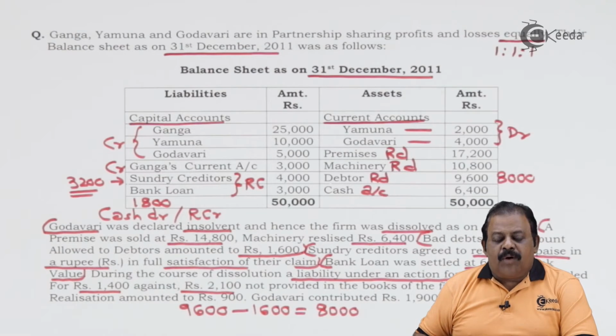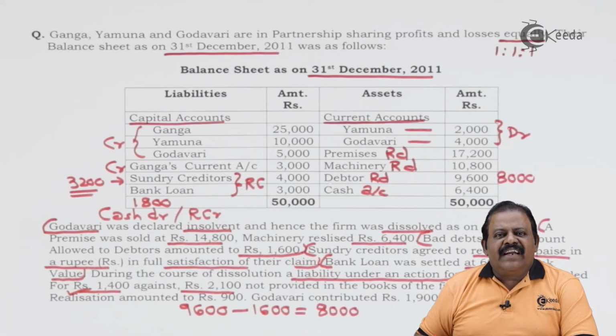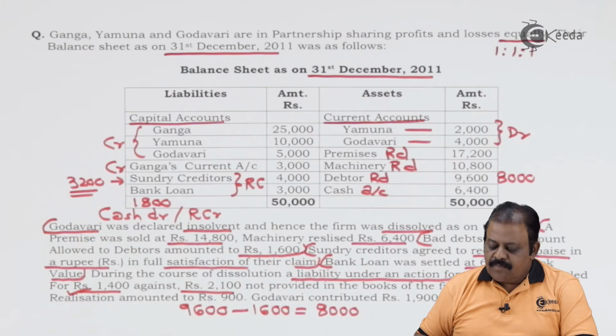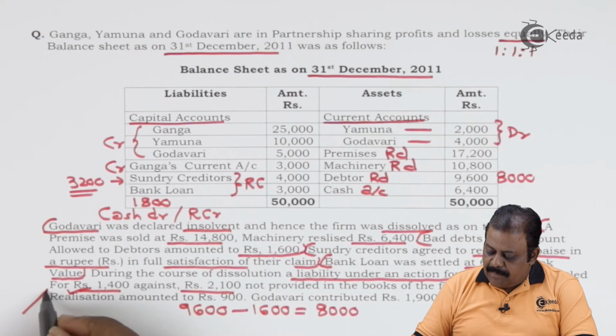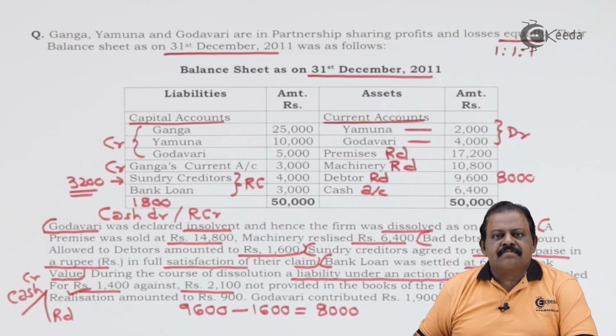But settled for what amount? Settled for 1,400. So our entry will be only for 1,400. We have to ignore the figure of 2,100. 1,400 paid, so cash will be credited. Realization account will be debited.